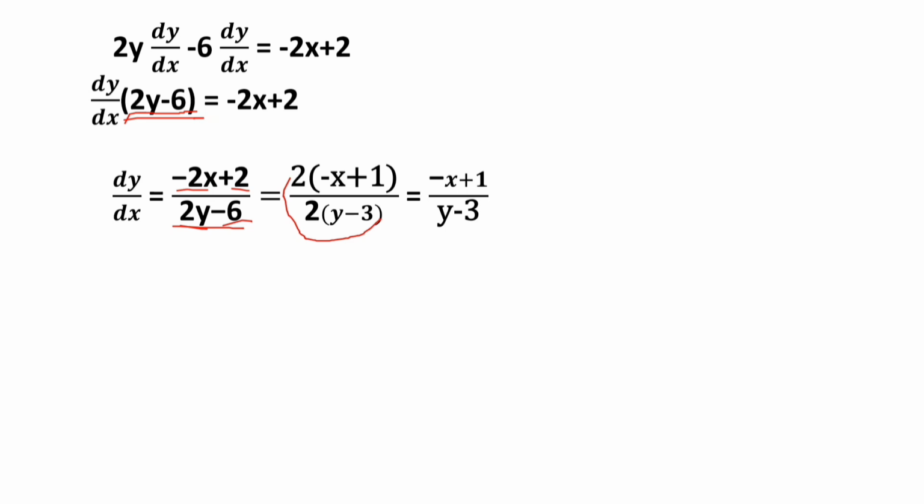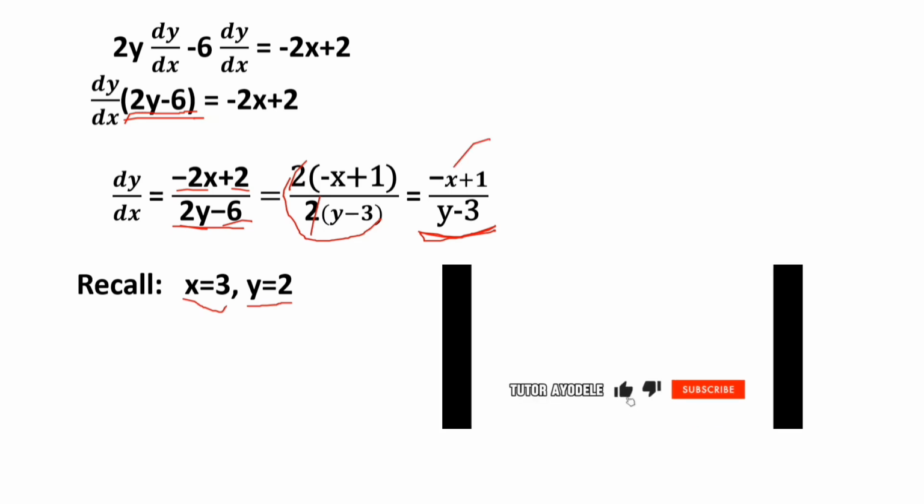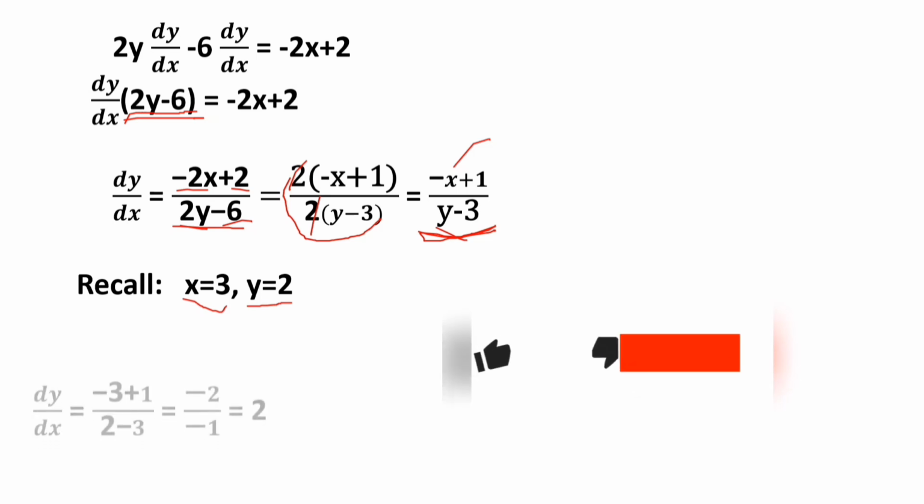Then I can say these 2 cancel this. These 2. So I'll be left with this. So this is my dy dx. But recall that we're given conditions that our x equals 3 and our y equals 2. So I will substitute my x to be 3 here, and then substitute my y to be 2 here. So what will I have if I do that?